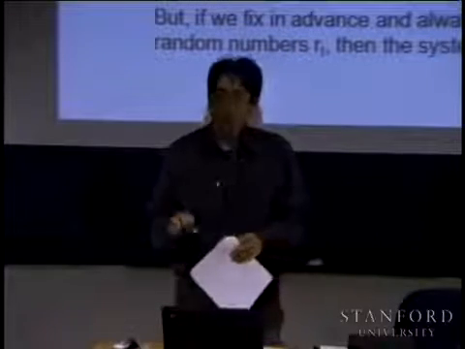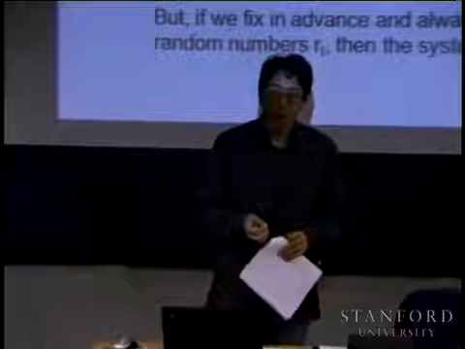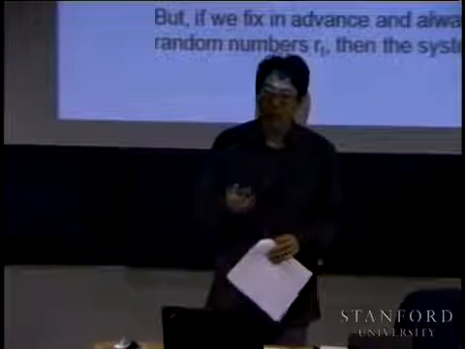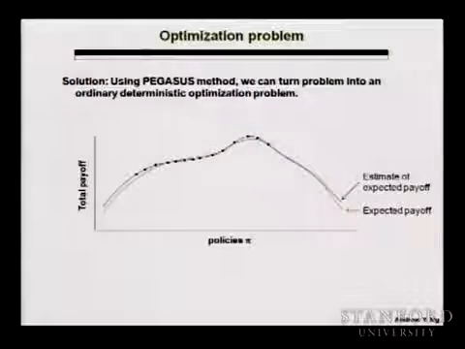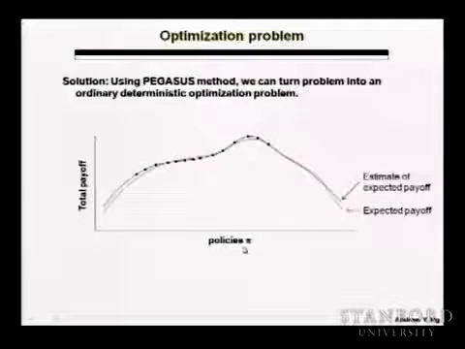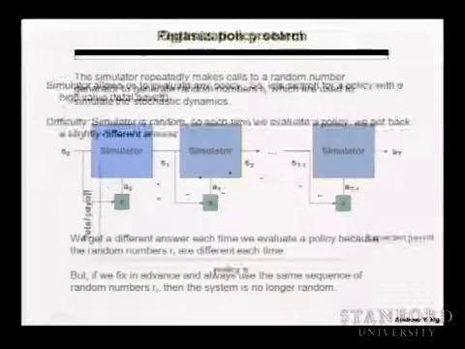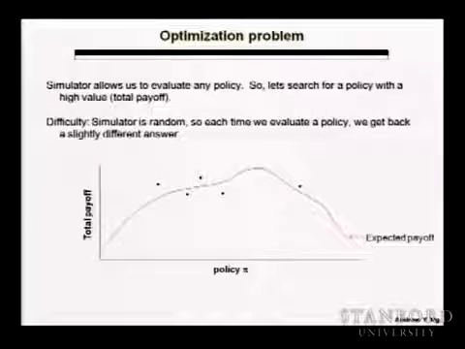Yes, you're right. For a fixed policy, the quality of the approximation is equally good for both cases. The advantage of fixing the random numbers is that you end up with an optimization problem that's much easier. I have some search problem, and on the horizontal axis is a space of control policies, and my goal is to find a control policy that maximizes the payoff.